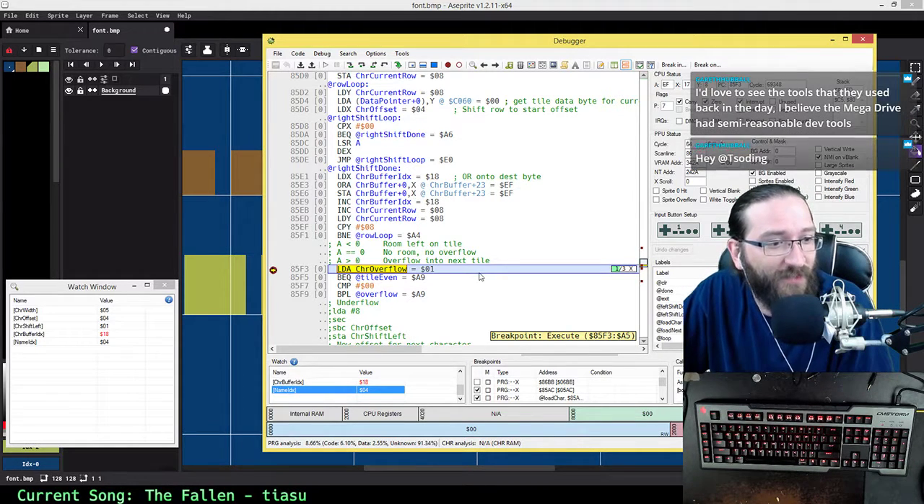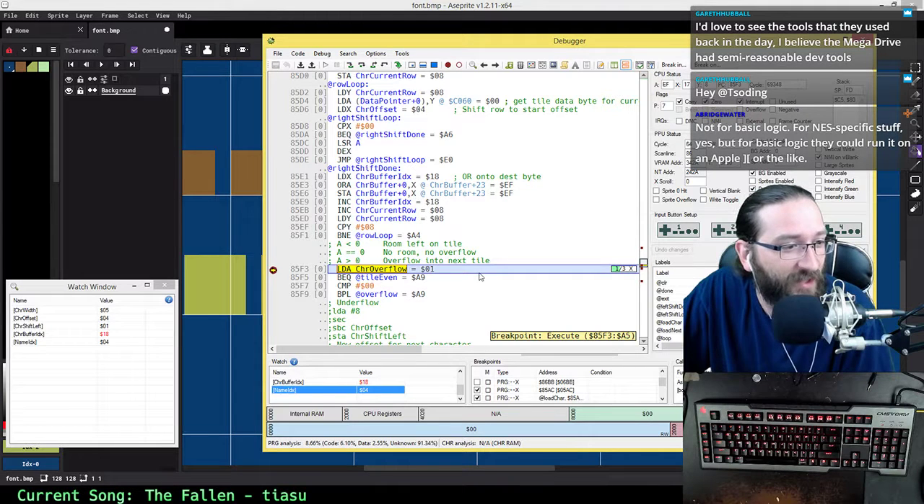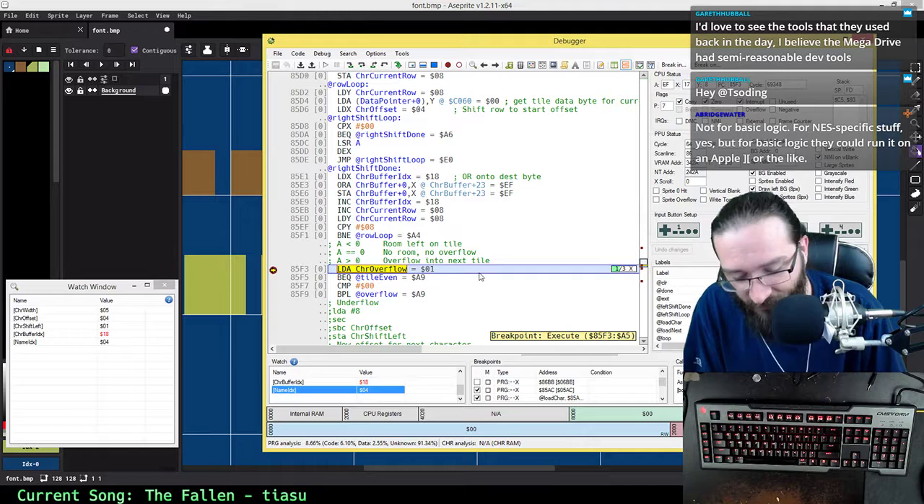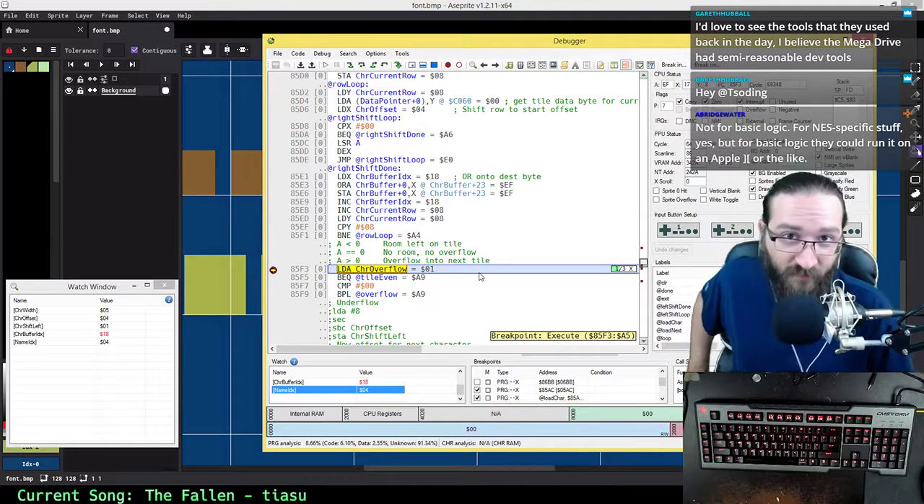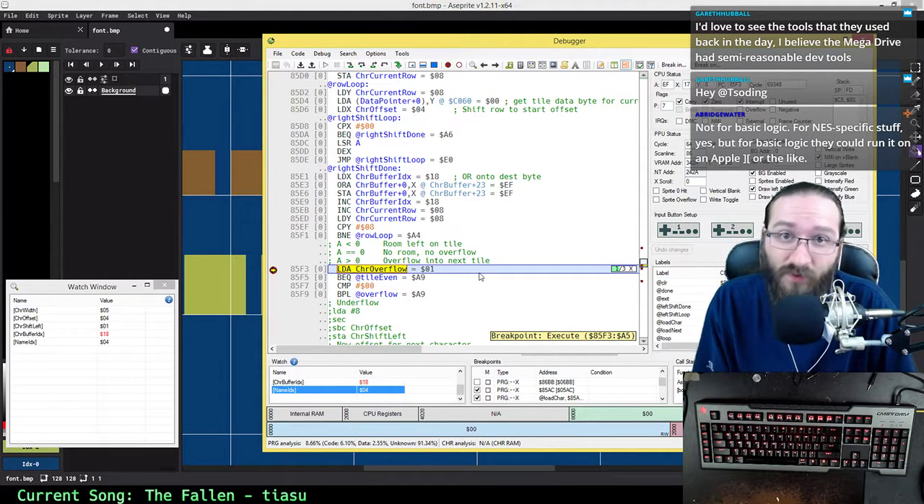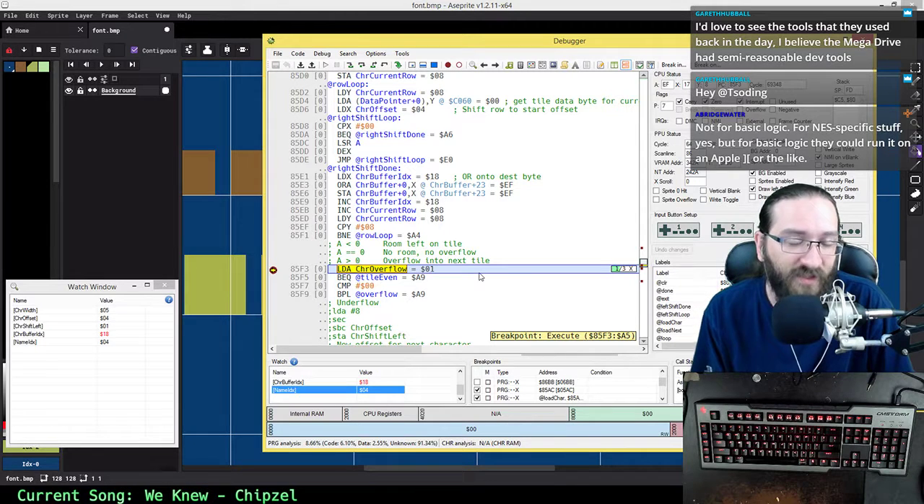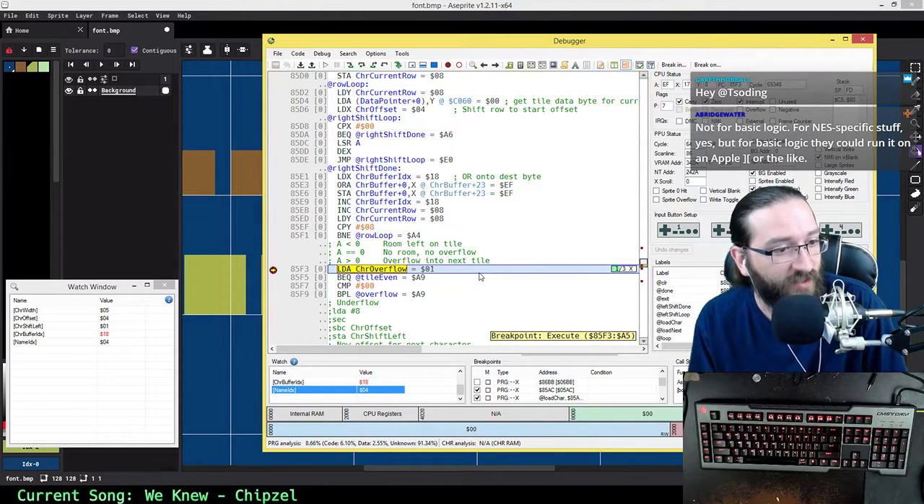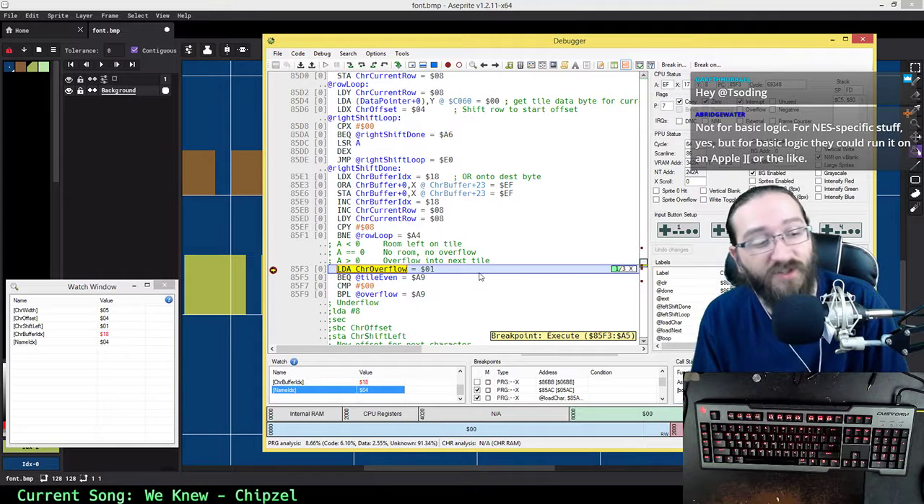I'd love to see the tools they used back in the day. I believe the Mega Drive had some reasonable dev tools. The NES, from what I understand, had no official first-party dev tools at all. So any development boards you will see out there are going to be basically homebrew boards, but backed by a company. Not for basic logic, for NES specific stuff, yes. But for basic logic, they could run an Apple II or the like. That is true. That is very true.